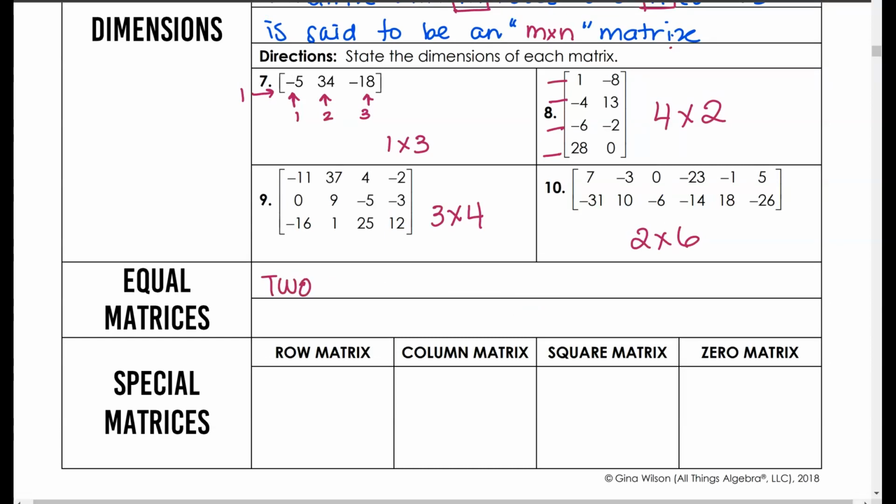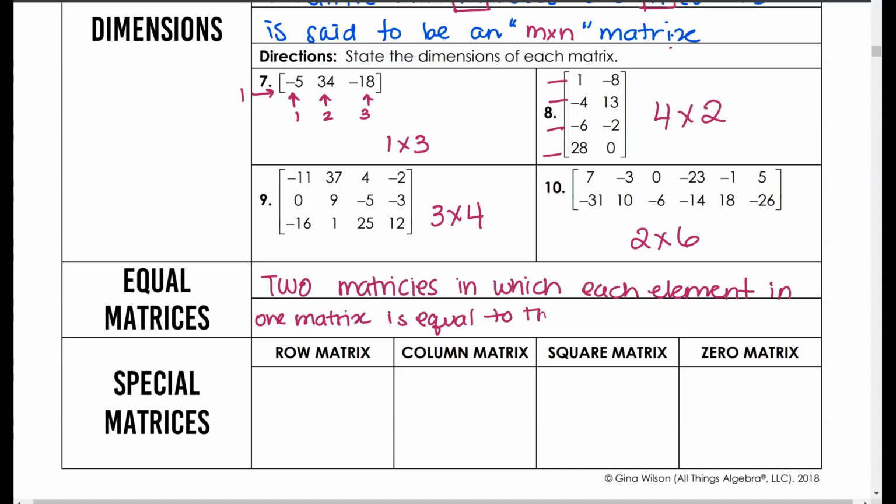Equal matrices are two matrices in which each element in one matrix is equal to the corresponding element in another matrix.